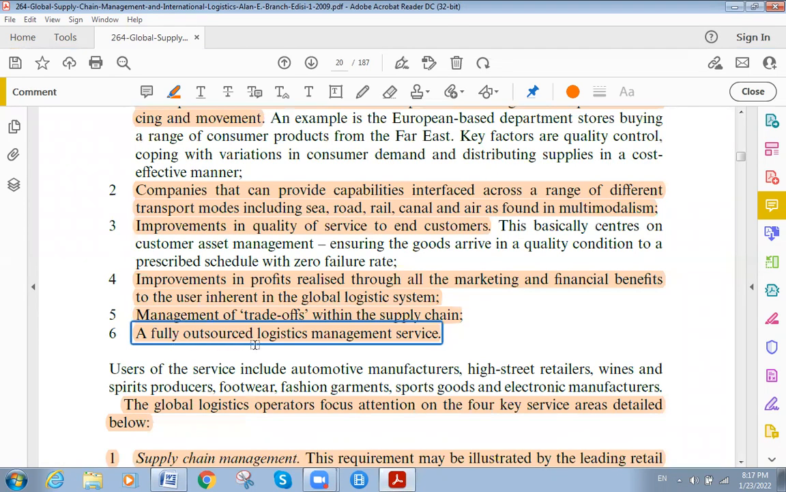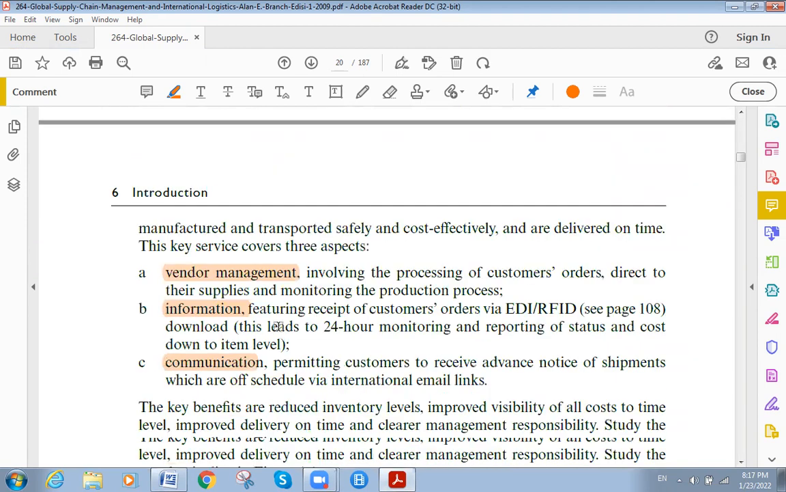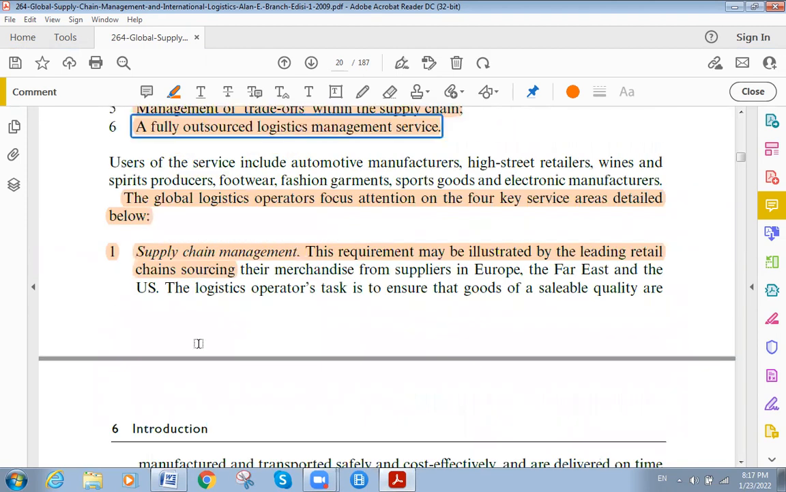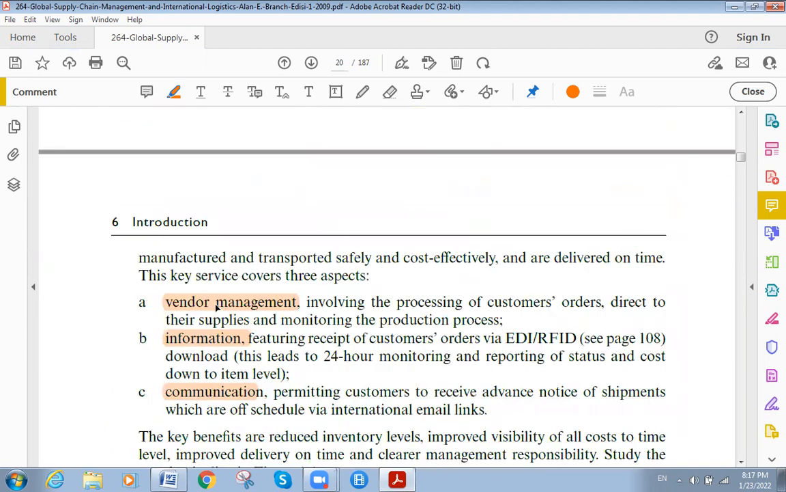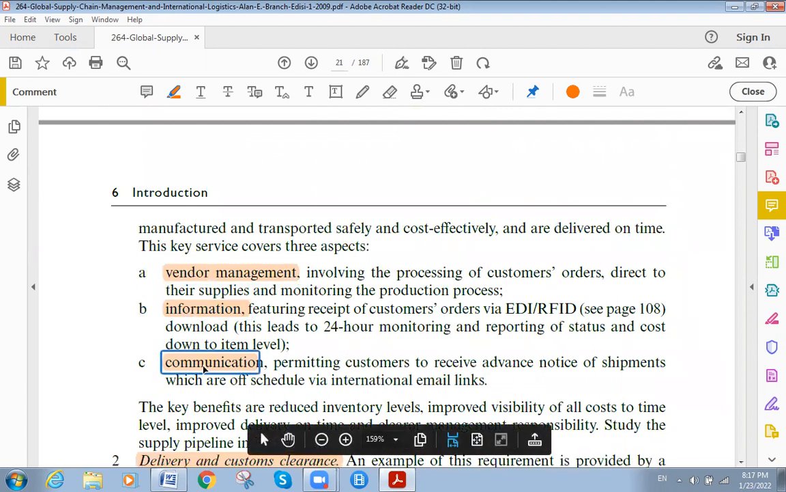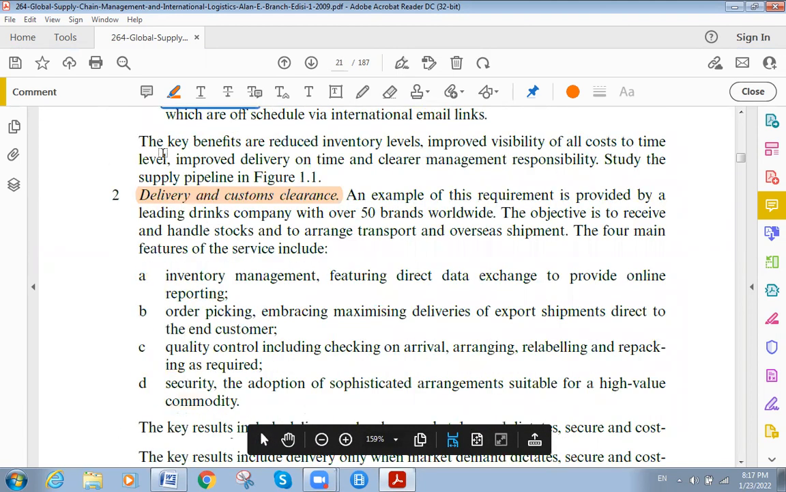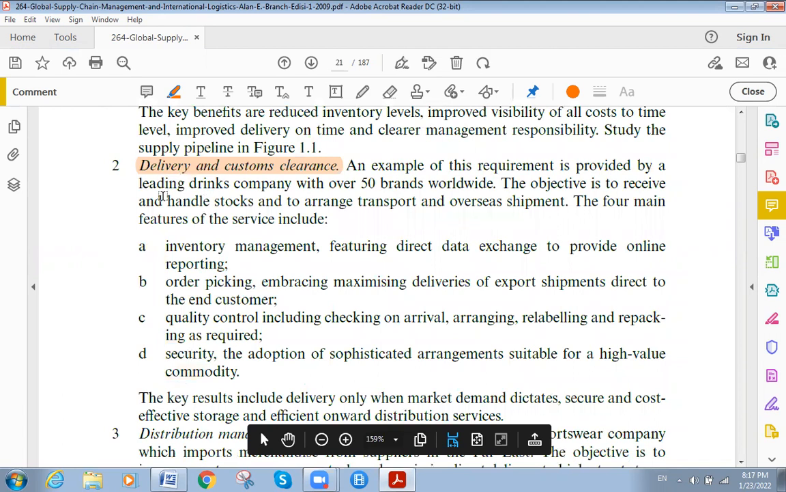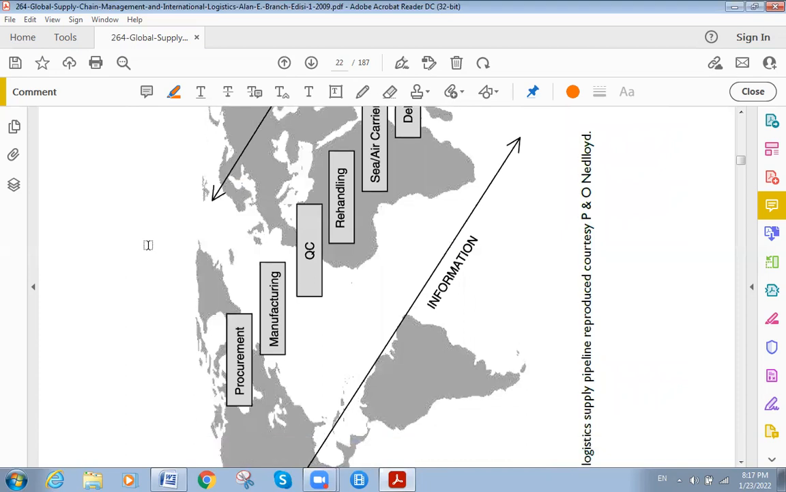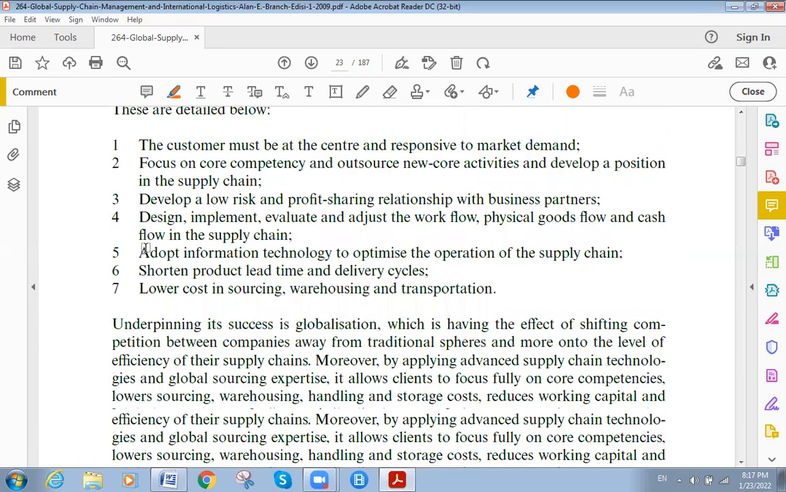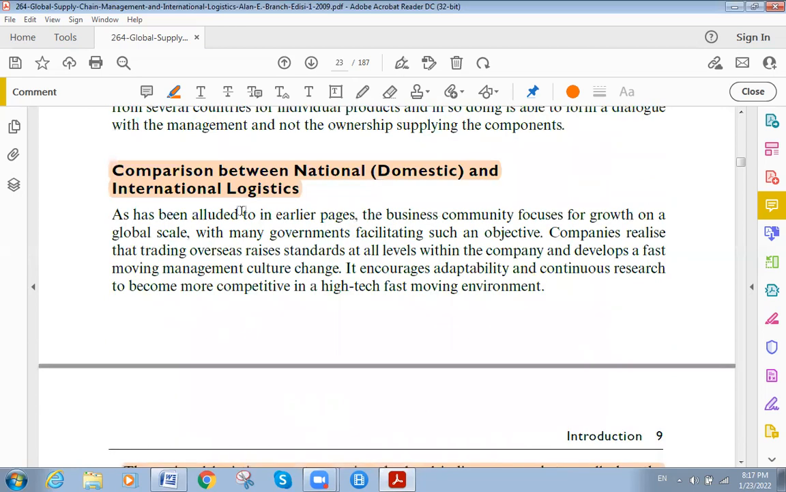A fully outsourced logistic management service is also what they look for. Also, they focus on four key services in the supply chain management, like we said: the vendor management, information, and communication. Those are also what they focus on regarding the delivery. Those are the points which they focus around in the global logistics system. And that's what we talk about.